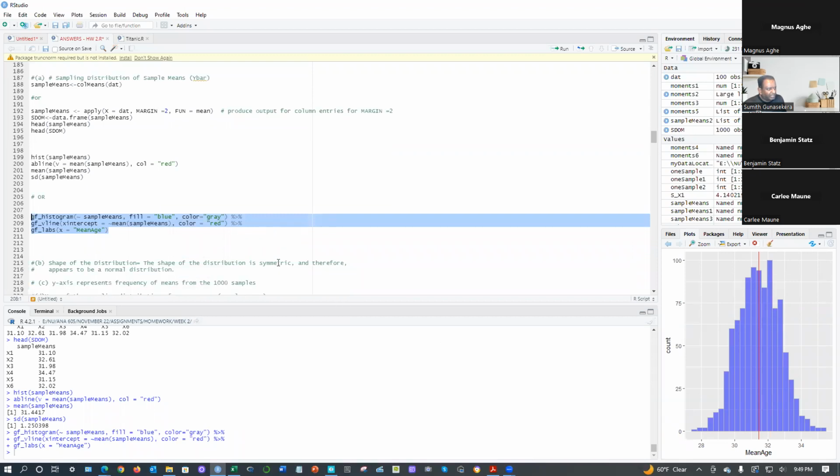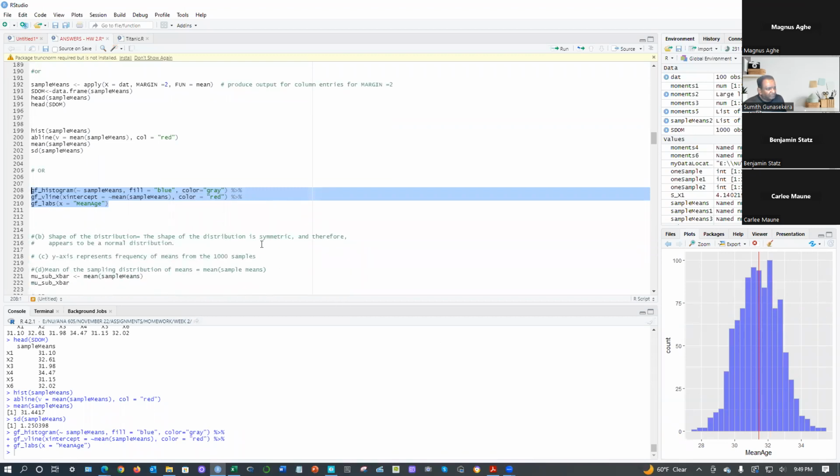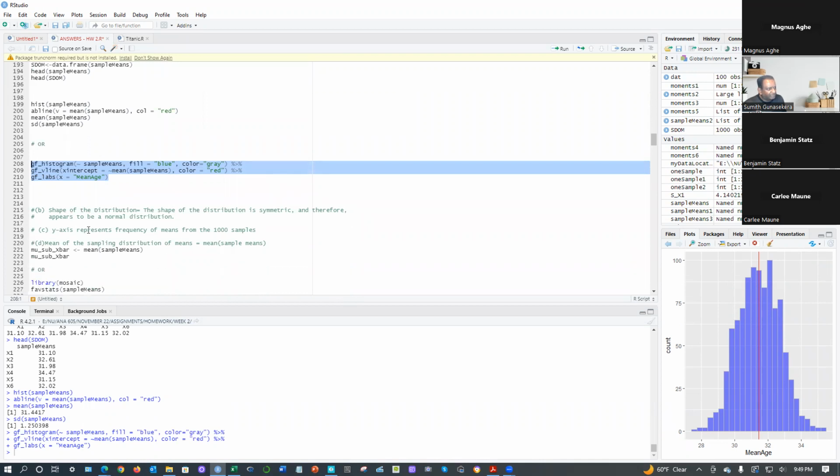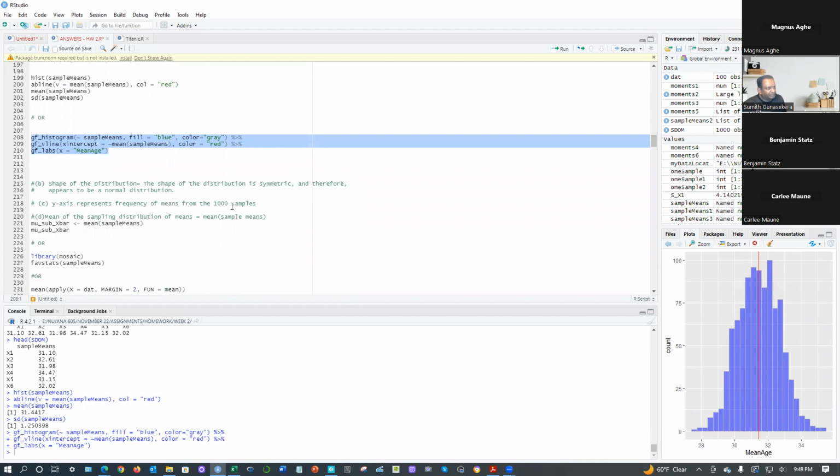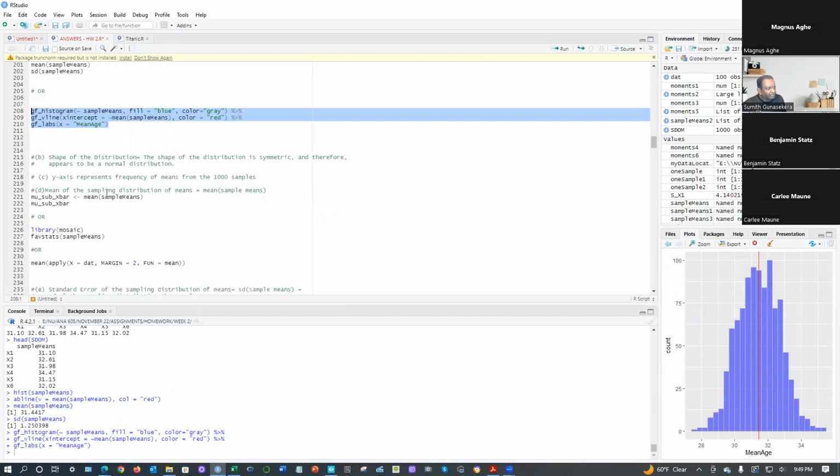Shape of the distribution. The shape of the distribution is symmetric and therefore appears to be a normal distribution. The y-axis represents the frequency of means from the 1,000 samples. Mean of the sampling distribution of means: the mean of the sampling distribution of the mean is the mean of the sample means. I'm going to denote that by mu sub x bar.